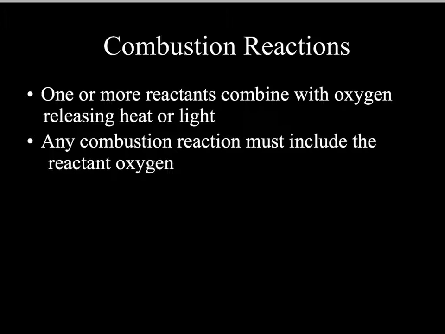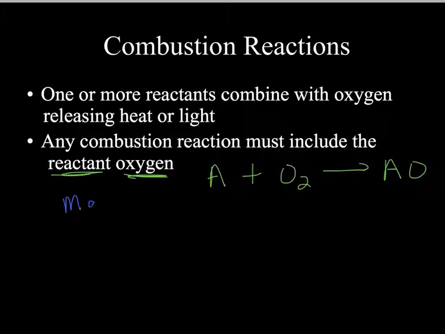The last reaction we're going to classify is a combustion reaction. So here we have some reactant reacting with oxygen gas to produce some sort of energy, whether that be heat or light. So the big thing you have to remember is that you always have oxygen as a reactant. So your general equation is going to be A plus O2 reacts to produce AO. An example could be if you take magnesium and react it with oxygen to produce magnesium oxide.